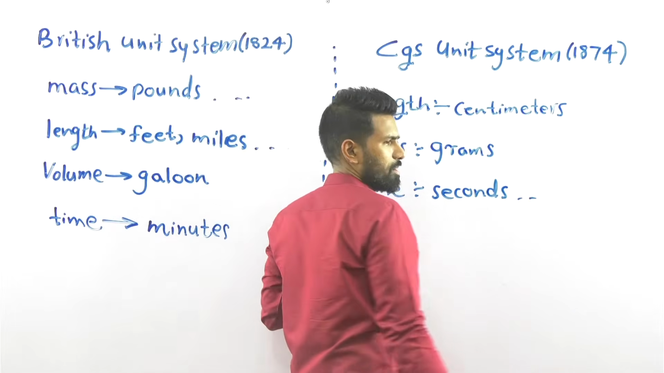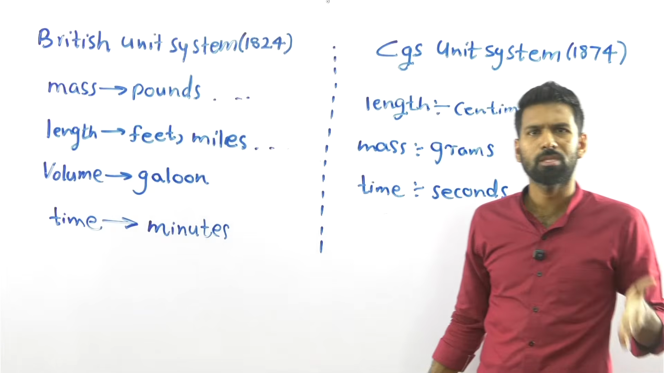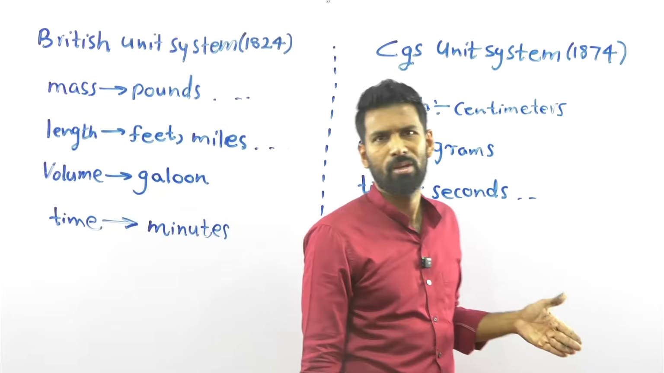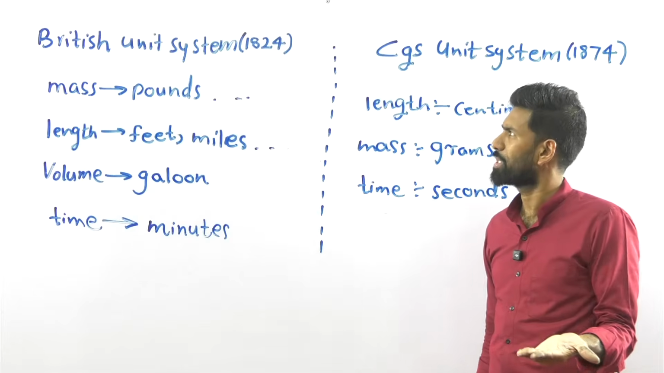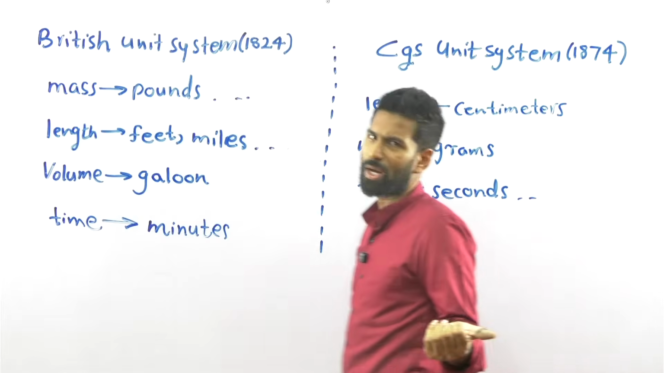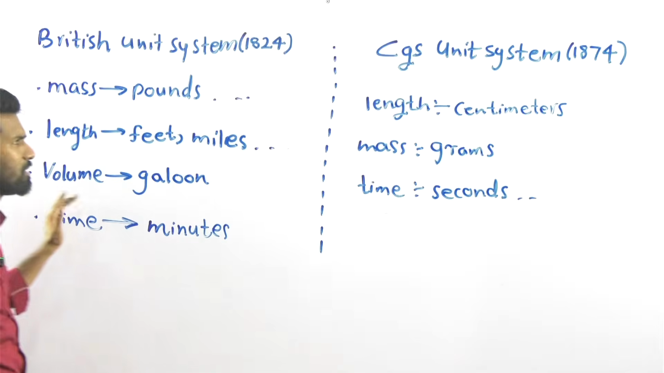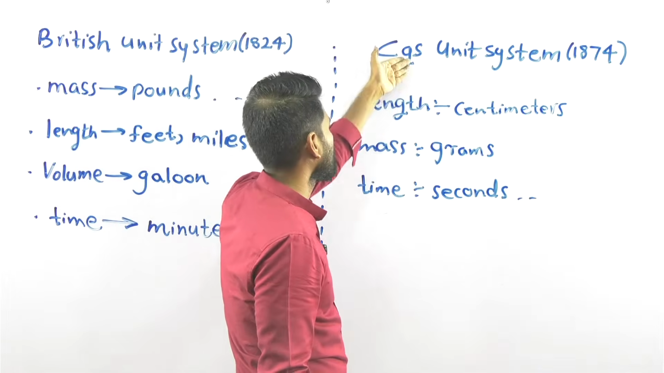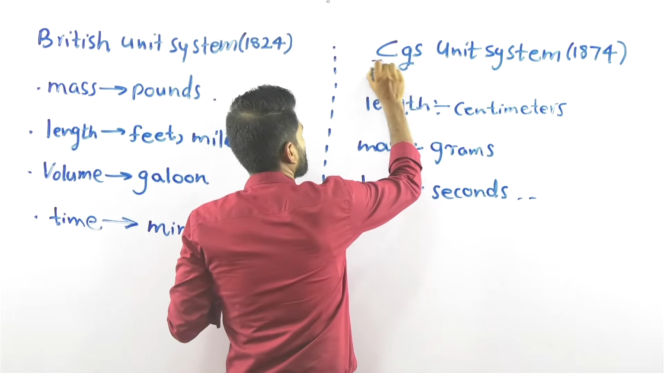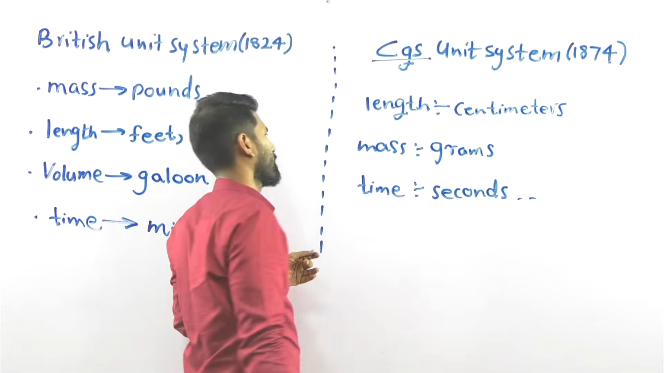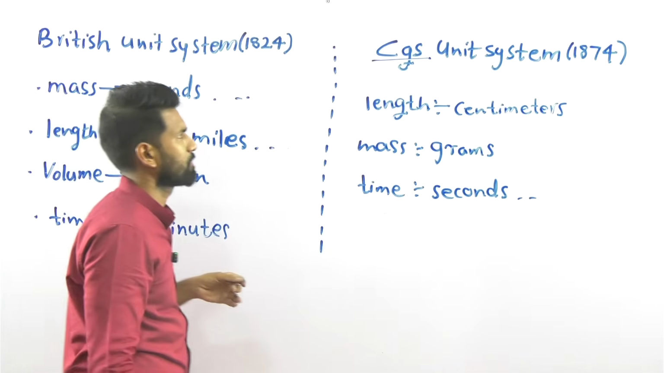These are the methods in these two good systems with respect to older unit systems. These are two very good systems introduced in the 18th century, the British unit system and the CGS unit system. Can you write these things? In the British system, to measure mass, pounds and many things, length, feet, inches, miles, volume, gallon, time, minutes. In the CGS system, length is measured by centimeters, C. Mass is measured by grams, G. Time is measured by seconds.